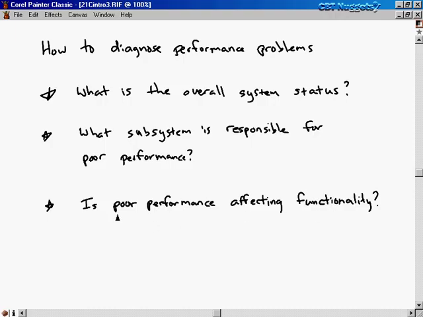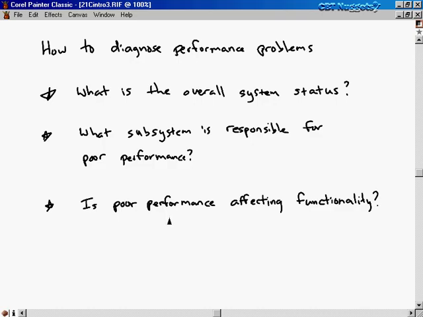Then the final question is, is the poor performance affecting the functionality of the system? Is this some temporary thing that's happening that you can completely explain and don't expect to happen again, or is it something that happens regularly but doesn't really affect the functionality of the system? So you have to put all this in context. If the poor performance is not affecting the functionality, then you're not really under the gun, in some sense.